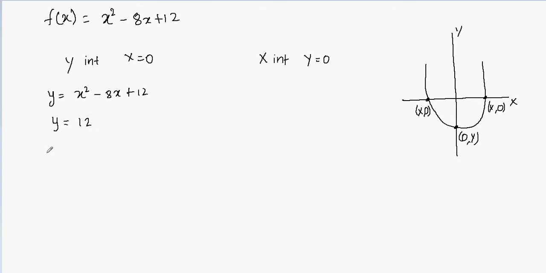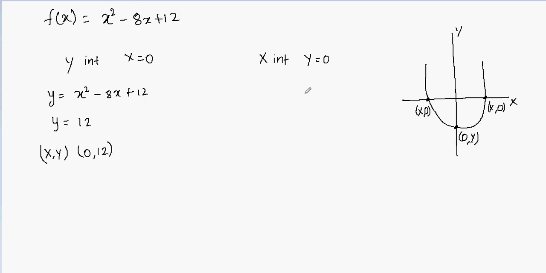So that means when x is equal to 0, y is equal to 12. And you write your coordinates like this, x comma y, inside the parentheses. So I have x is 0, and my y is 12. That means my y-intercept is 12. So I have a point here, (0, 12). That means my y-intercept is 12 when x is 0.